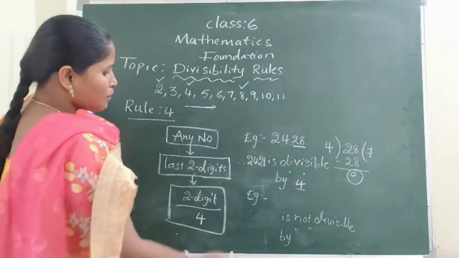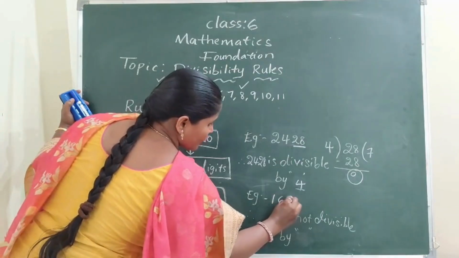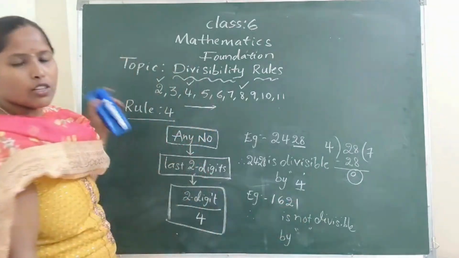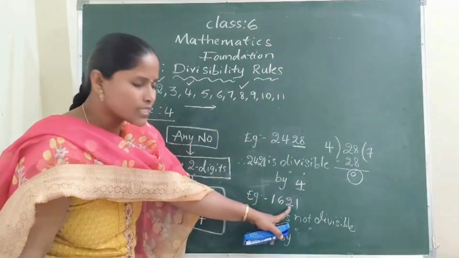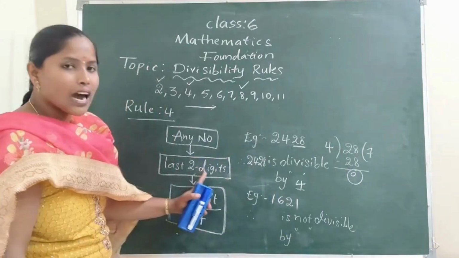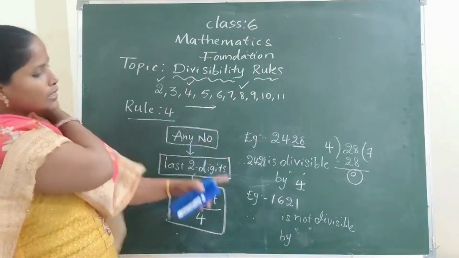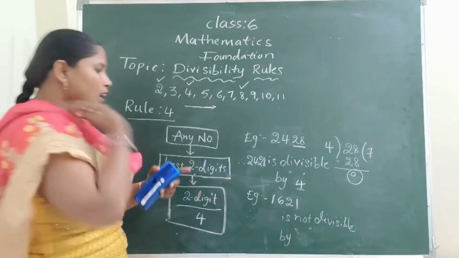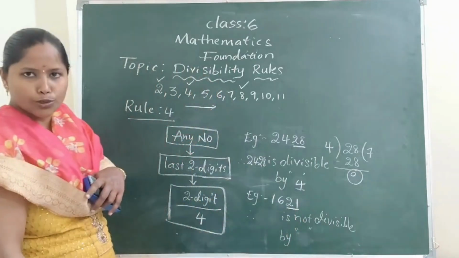Okay. Now I am giving one more number. 1621. Now I considered the number 1621. Next, what do we need to focus on? The last 2 digits of a number. Tell me, what are the last 2 digits of this number? 21 is the last 2 digits.